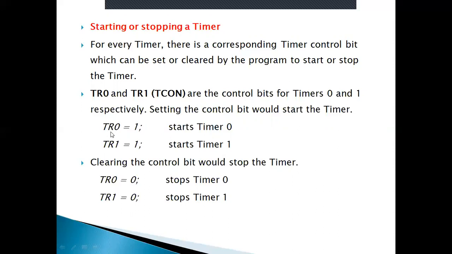If you set TR0 to 1, it starts timer 0. If you are writing it in assembly, you need to write SETB TR0. Then if you take TR1 equal to 1, it means it starts the timer 1. Similarly, to stop, you have to make it as 0.